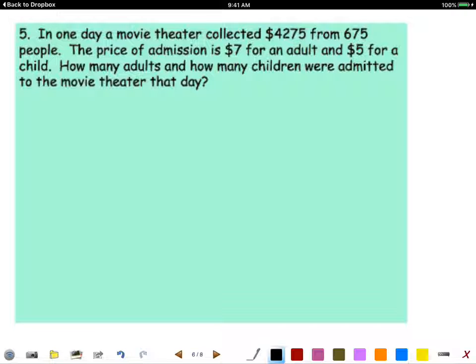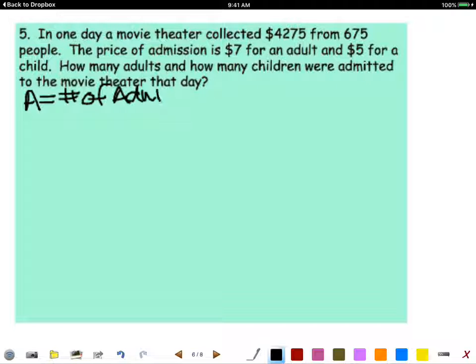No. So we're going to set this up like the last one where we had 2 equations, right? Yes. And we solved it using elimination. What 2 things are we talking about here? Adults and children. And we're supposed to figure out how many adults and how many children. So the A is going to stand for what? The number of adults. Don't just write adults.